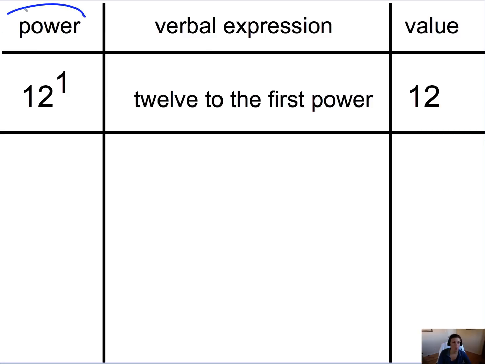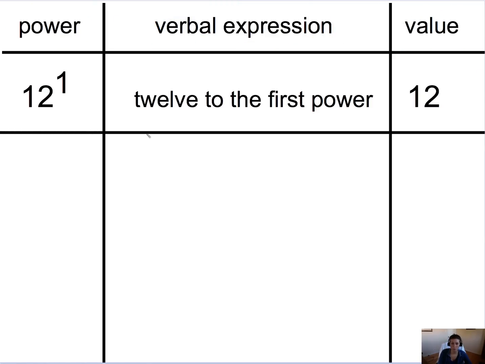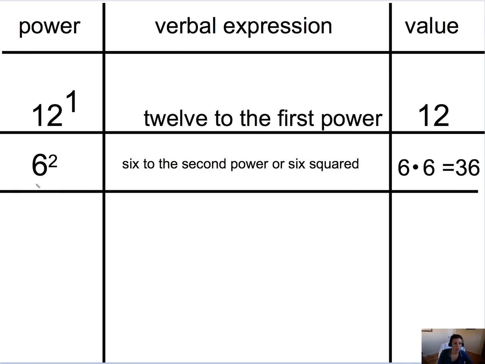Okay? So let's talk about what these mean and how to say them. In this column here, we're going to talk about what the power is, then how to say it, and then what it means. Let's look at the first example. We have 12 to the first power. That's how you say that. 12 is the base, 1 is the exponent. So it means we're taking 12 and multiplying it by itself 1 time. We're not even multiplying it, it's just 12 1 time. So it equals 12.